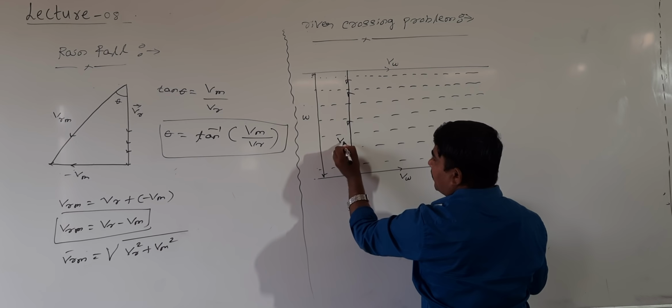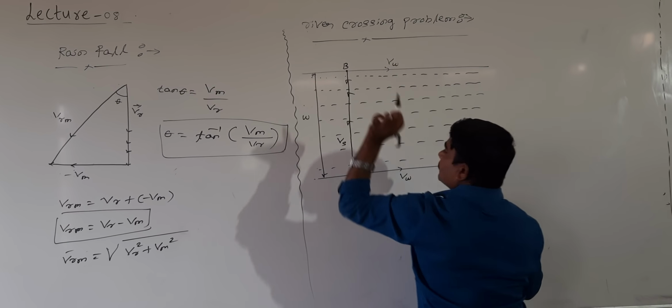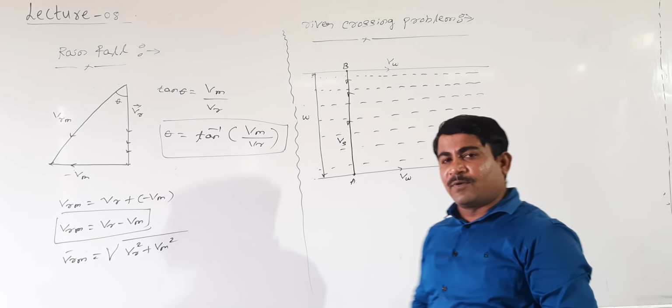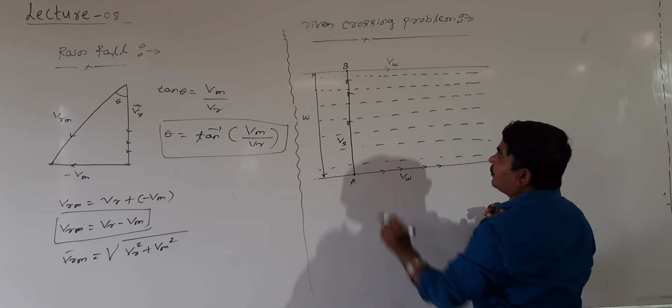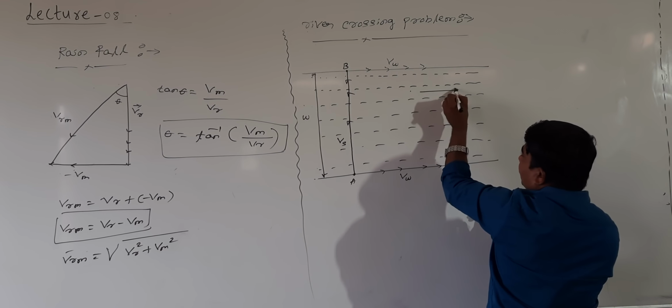The velocity of the swimmer can be represented by Vs. He reaches the B point. Look at me, in what direction can the river flow? The river can flow in this direction. This is the direction of the river.